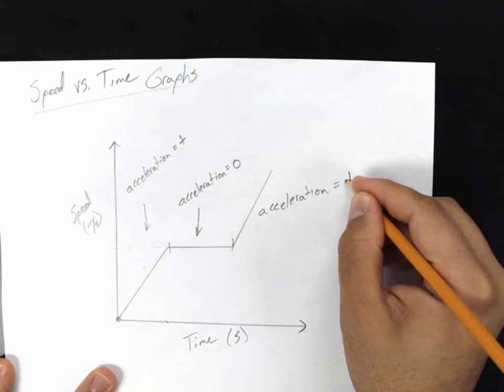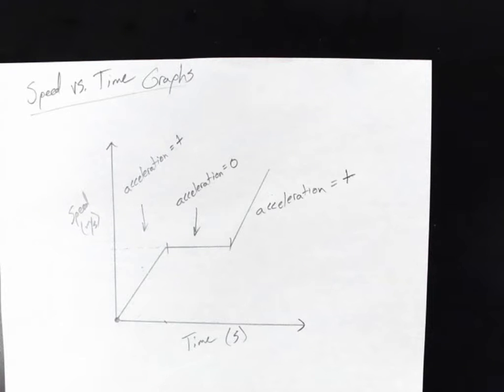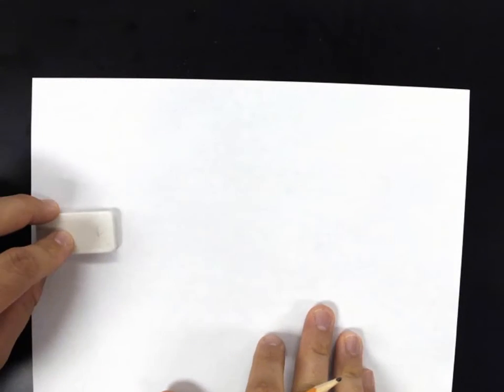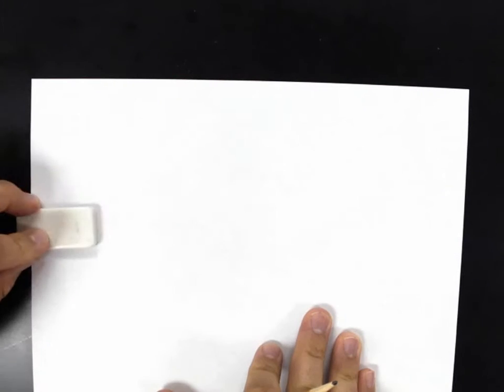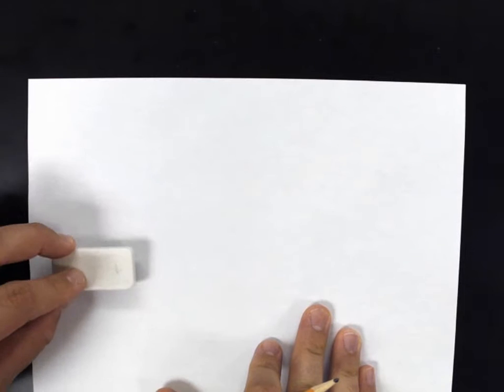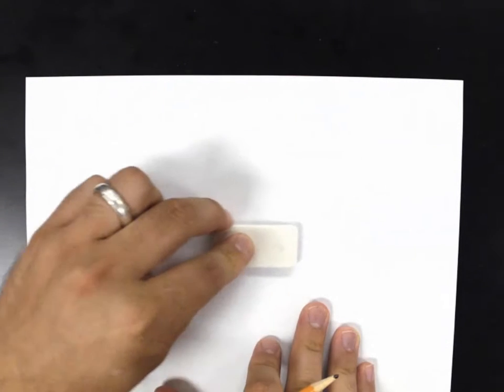Acceleration is positive. Okay, now, here comes the fun part. Let's say that we wanted to go backwards. Okay, so here's our object again. Let's say we want to go forward and then backward. Let's say they're constant speeds the whole time. So, how would you represent that on a graph?